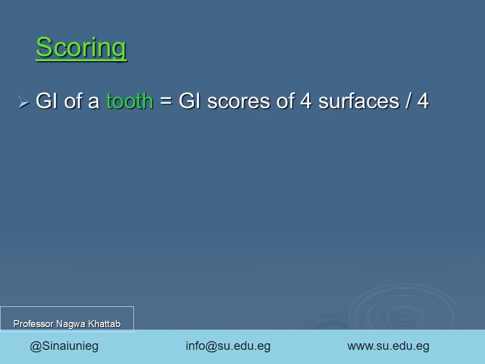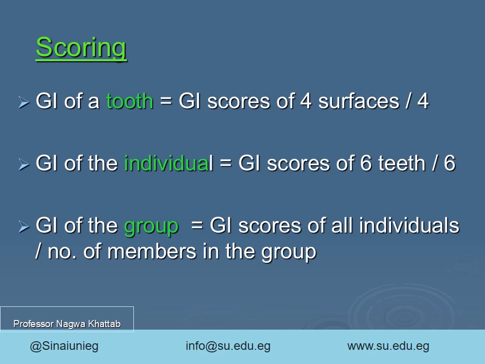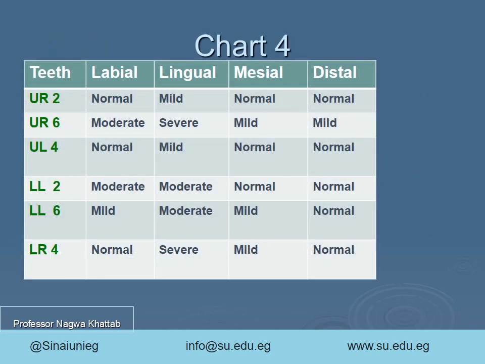How to score? First, score the gingival index of each tooth. Gingival index of the 4 surfaces divided by 4. Gingival index of the individual equals the gingival index scores of the 6 surfaces of the 6 teeth examined divided by 6. If you examine all the teeth, then the gingival index scores of all teeth examined divided by their number. For a group, the gingival index scores of all individuals divided by their number. We have a chart as an example.